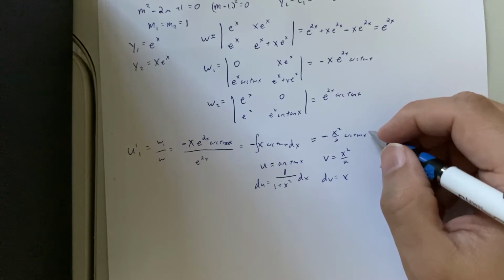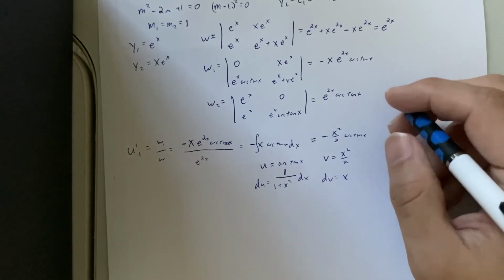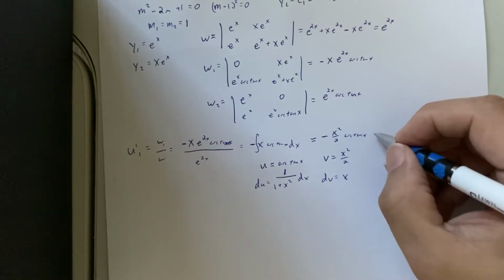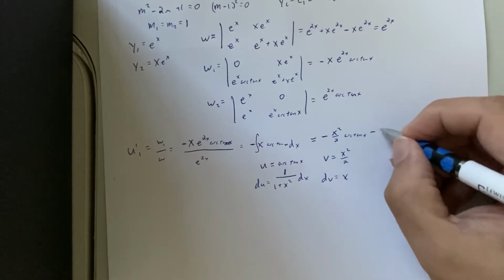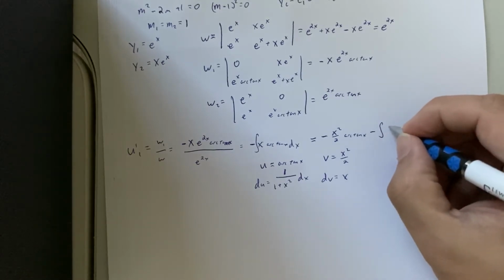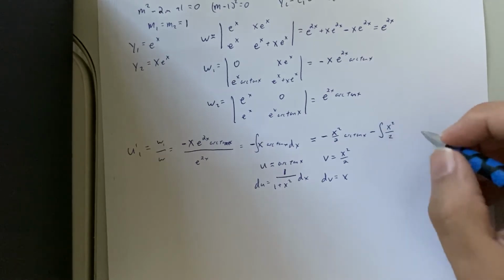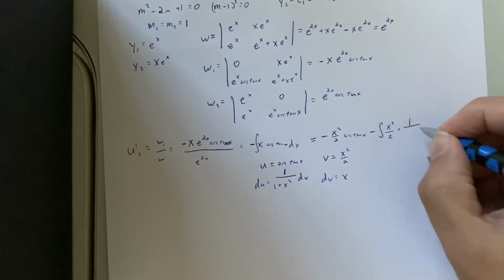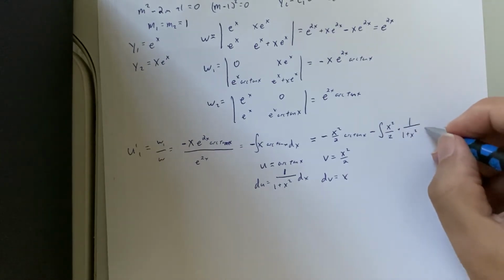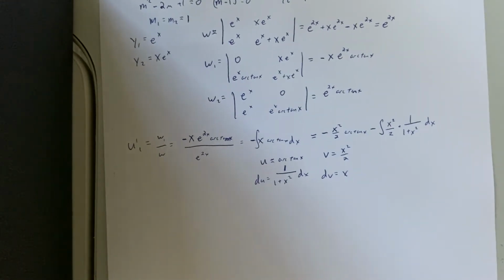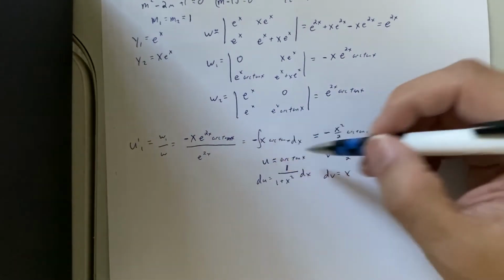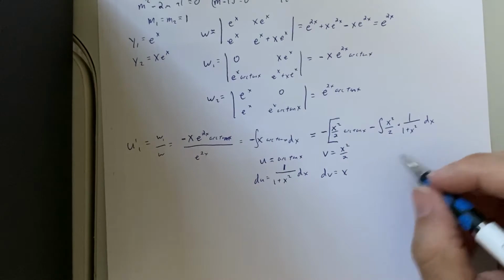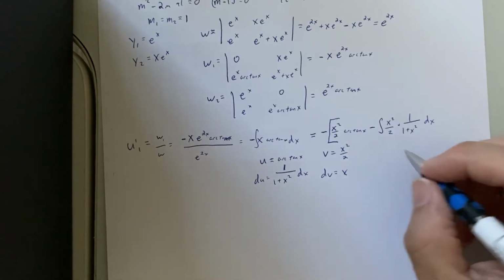and then minus the integral of x squared over 2 times my du, which is going to be 1 plus x squared dx. And what I'm going to do is just keep this negative on the outside for now, not distribute that negative in. And so after I do this, I'm going to work on a few things.